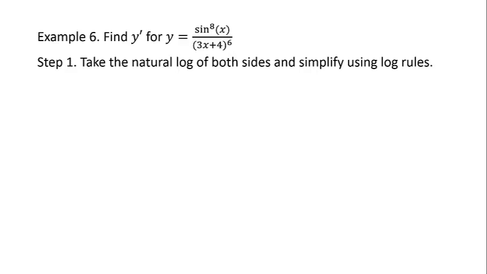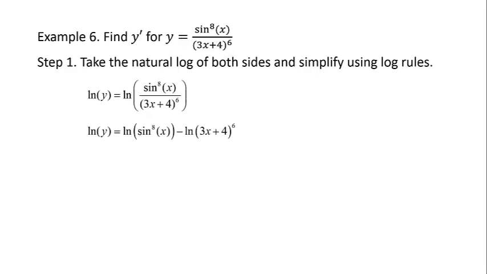So we have the natural log of y equals the natural log of sine of x to the 8th divided by 3x plus 4 to the 6th. We can pull the quotient apart into subtraction and then move the powers down front. So we have the natural log of y equals 8 times the natural log of sine of x minus 6 times the natural log of 3x plus 4. Keep in mind that we haven't taken a derivative yet. We've only changed and then simplified the original function.